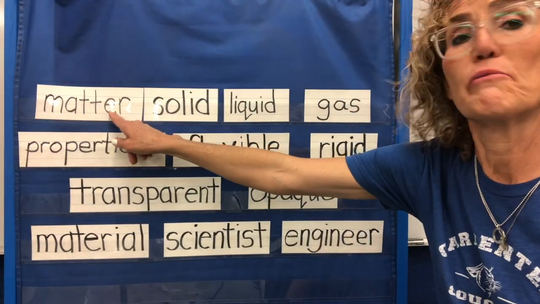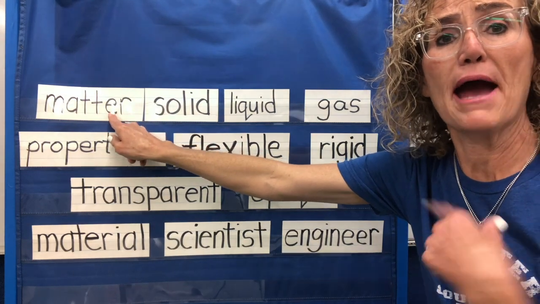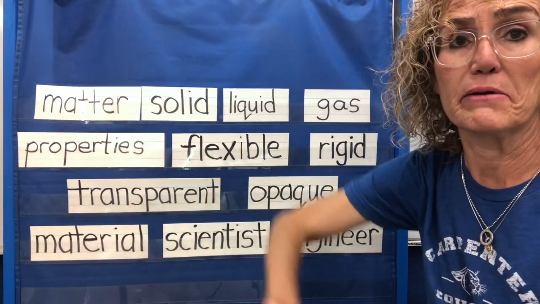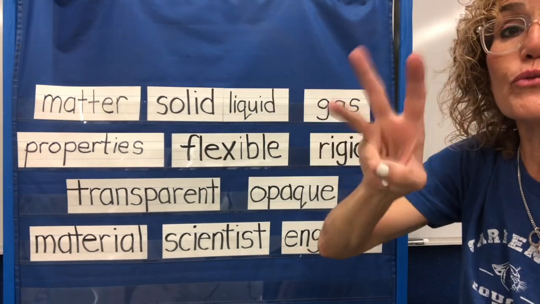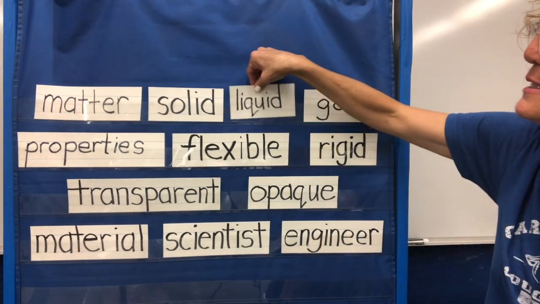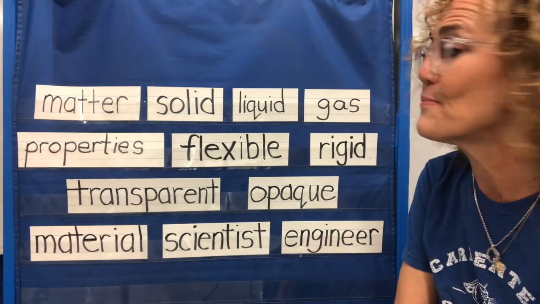Before we start, I want to do a little review of our vocabulary. So, matter. Everything is made out of matter. I'm matter, you're matter, everything is made out of matter, except energy. On Earth, there are three types of matter: solids, liquids, and gases.